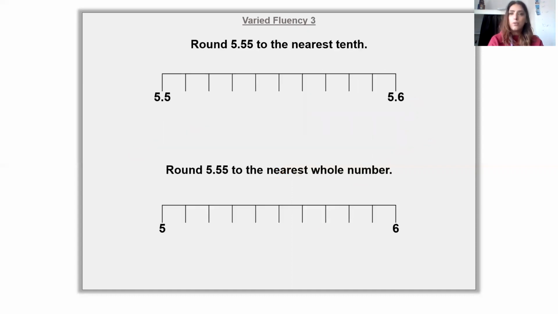Now, I want you to do this one on your own. Round 5.55 to the nearest tenth. I'm going to give you a little hint. Remember, we look at the tenths and then we look at the hundredths. If the hundredths are 5 and above, it goes up. So let's see if we can do this. I'm going to give you a moment.